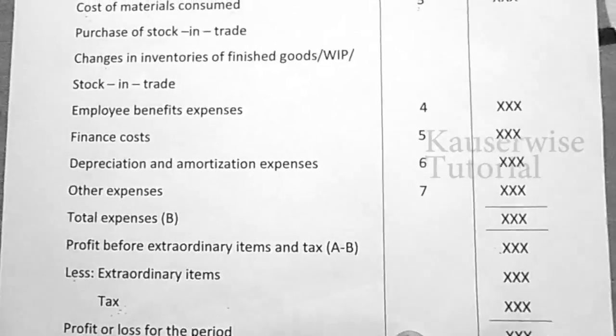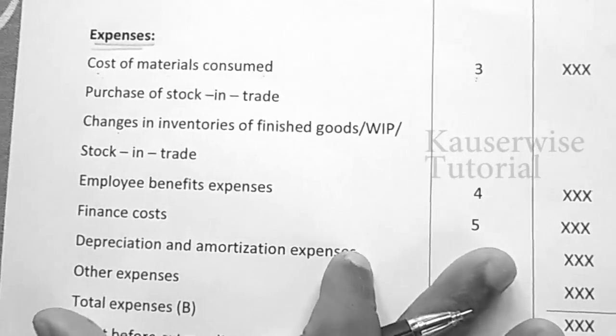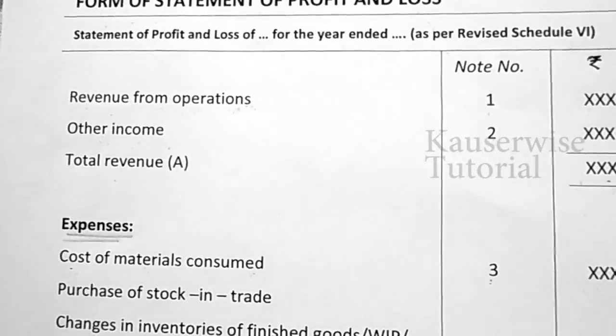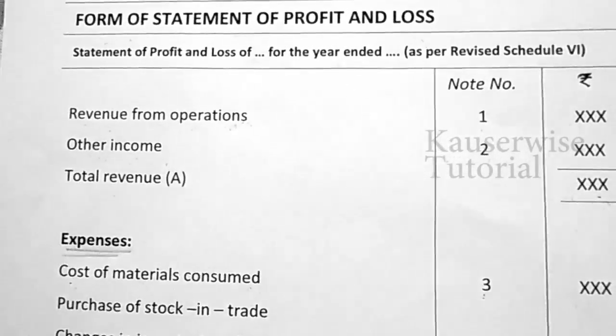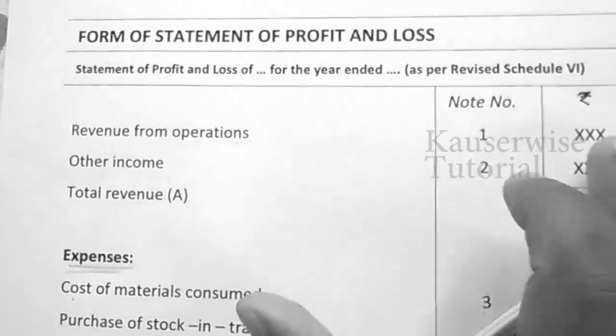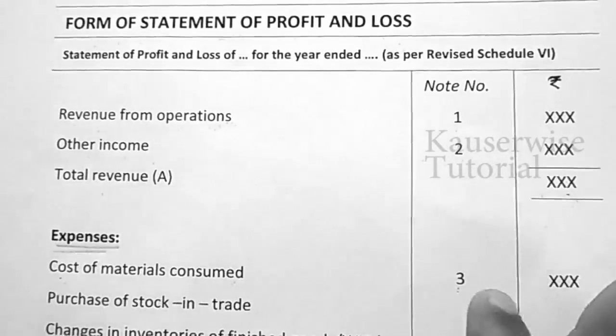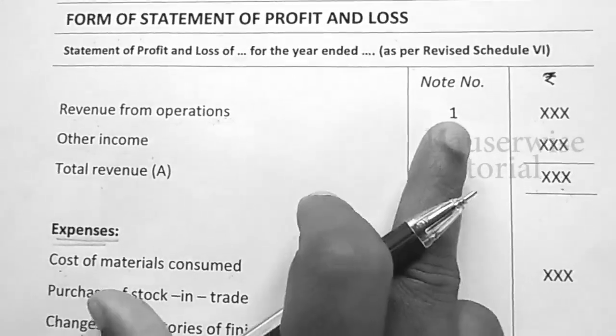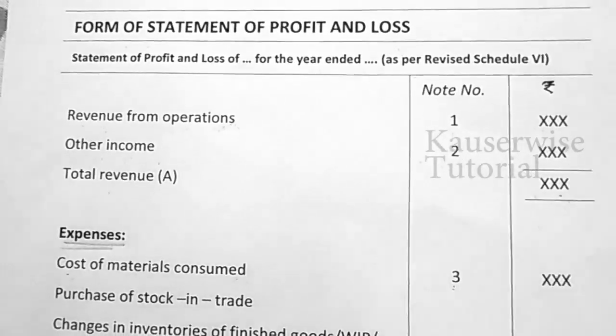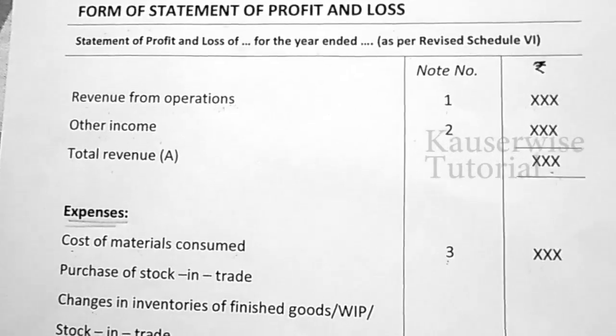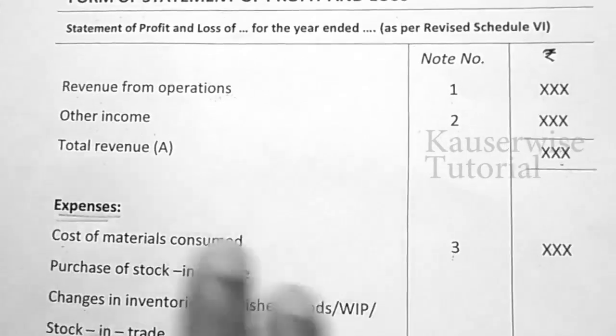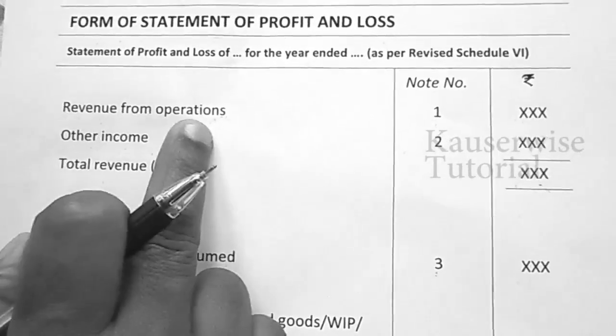When you prepare the final accounts, you need not show any calculation. In the statement of profit and loss and balance sheet, you need to record only the net amount. The final amount will be recorded in the statement, and you need to record the working note number also. Now I am going to explain each and every content separately. So first you have to start with the revenue from operation.